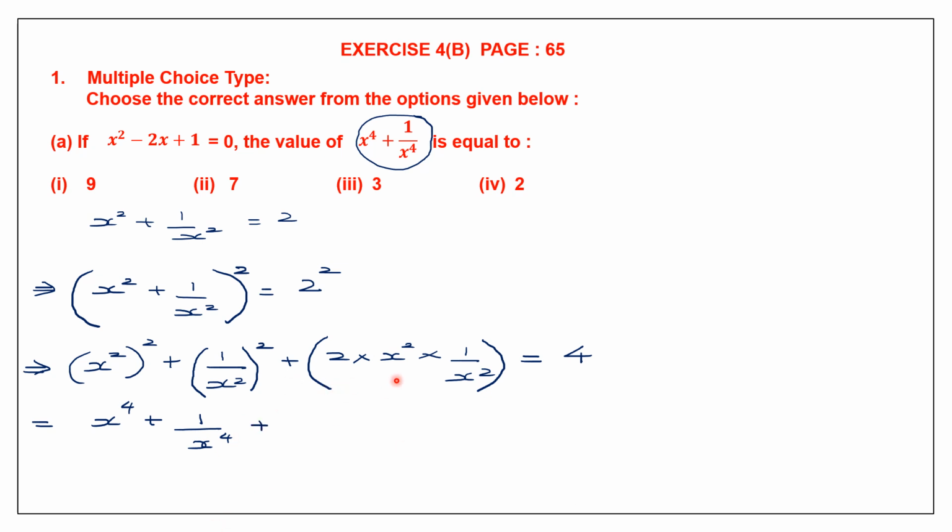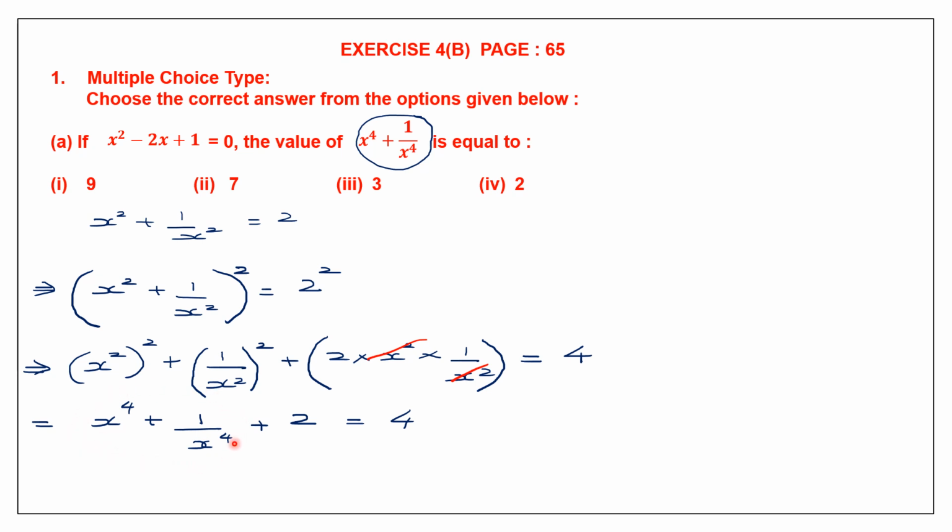We have 2 into x square into 1 by x square. We can cancel the x square. So this can be cancelled and this can be cancelled. What is left is just 2. And on the other side we have 4. Now we need to find only this much, isn't it?